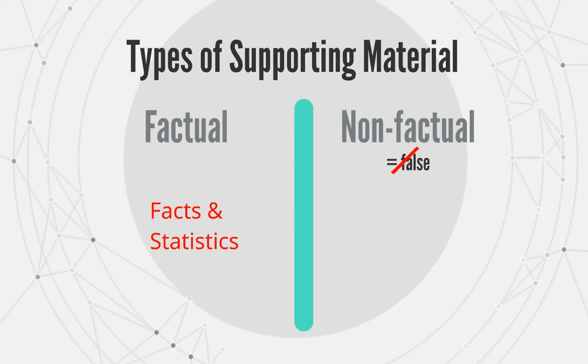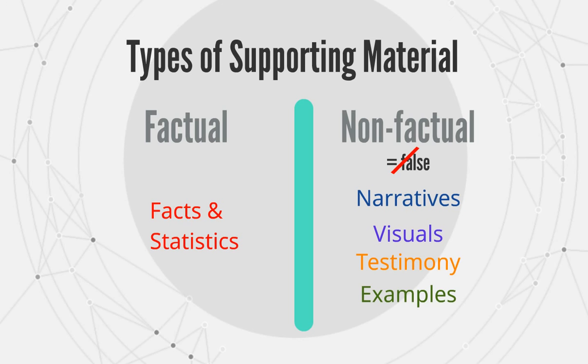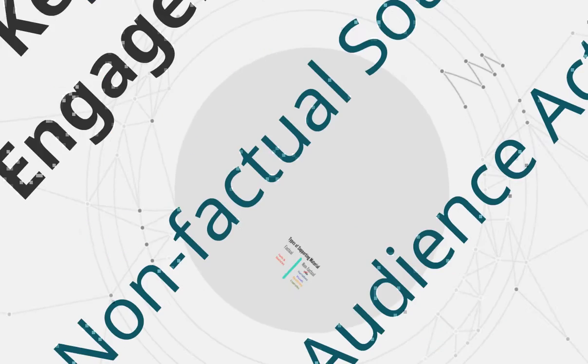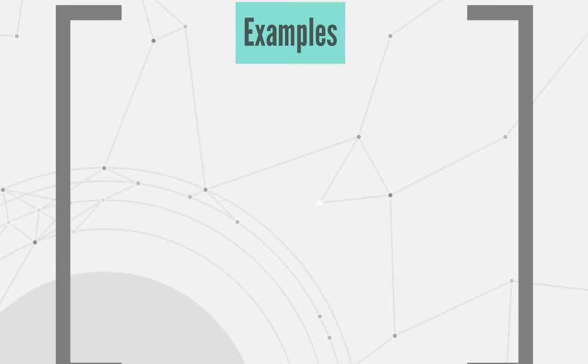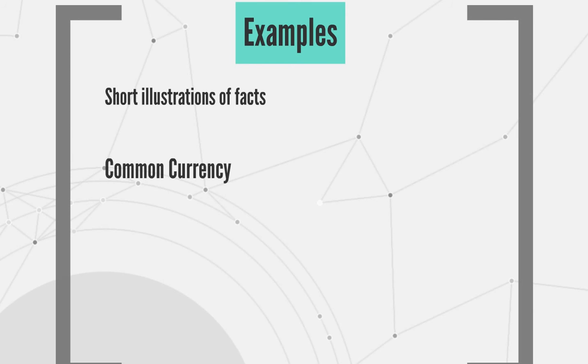So it breaks down into four things. We have narratives, which are stories, visuals, testimony, which are quotes, and examples. Let's start talking about narratives and examples first. So when we look at examples, these are basically concrete things that you can point to illustrate what you're talking about.